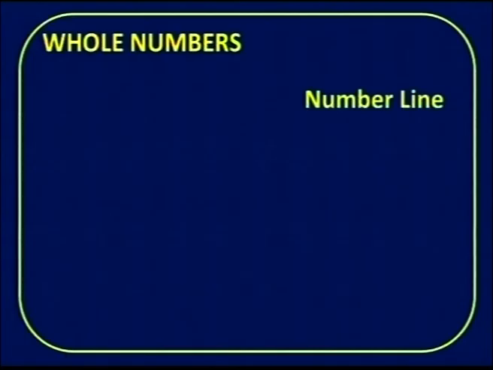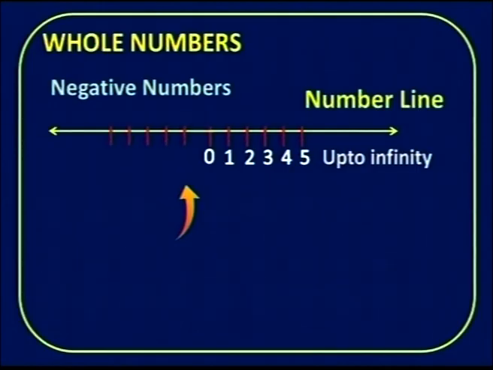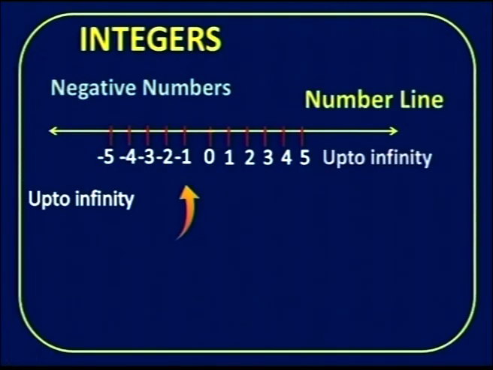Okay. Now, if I take the whole numbers number line, where do I have to start from? Yes, 0, 1, 2, 3, 4, 5 and so on up to infinity. Now, when I add negative numbers to this line, what am I going to get? Minus 1, minus 2, minus 3, minus 4, minus 5 up to infinity. So, what is happening here? I have taken the whole number line and I have added negative numbers to it. So, what will I get now? I will get integers. So, when we take negative numbers and add them to the whole number set, we get integers.